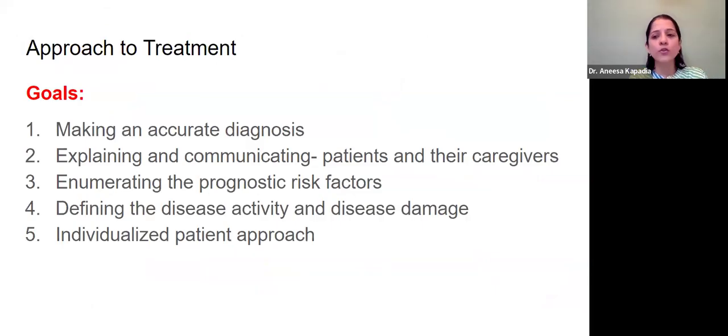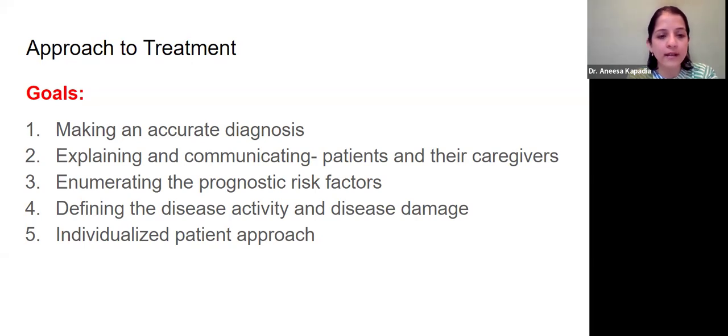So what should be an approach to a treatment, or how should we sort of enumerate our goals? I think the most important goal, as with any disease, is to make an accurate diagnosis, to make sure that we know exactly what we are treating. Only then, of course, the treatment, what we decide, will work. Explaining and communicating is very, very important. No matter how good we are as doctors, unless we are able to get our patients to understand their disease and also to understand the long-term implications of their disease, the best medicines may not work.